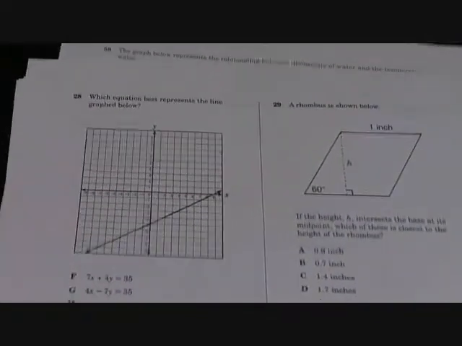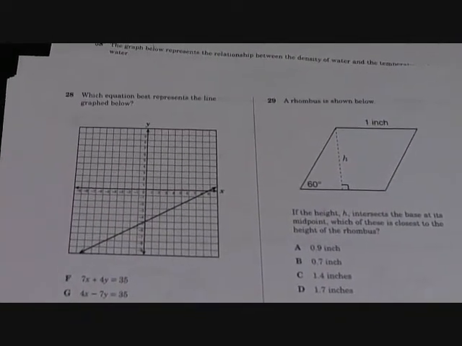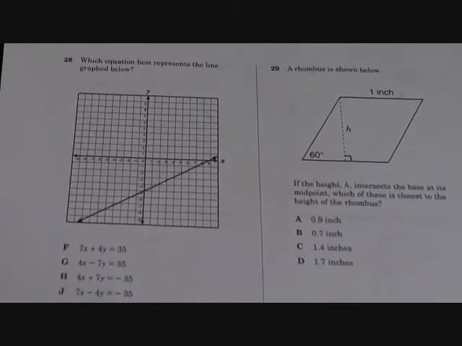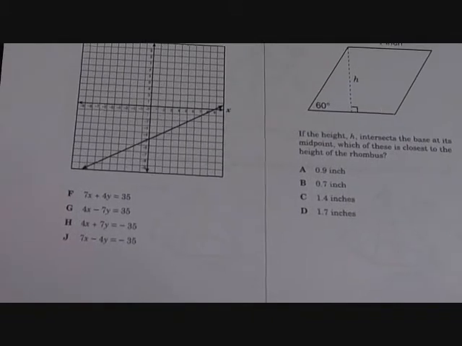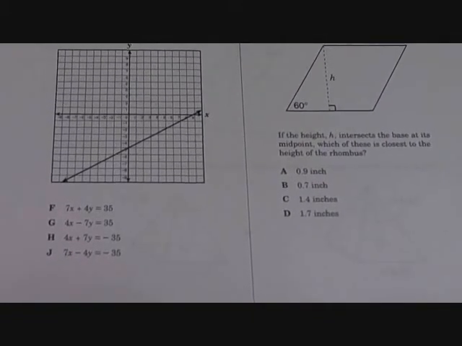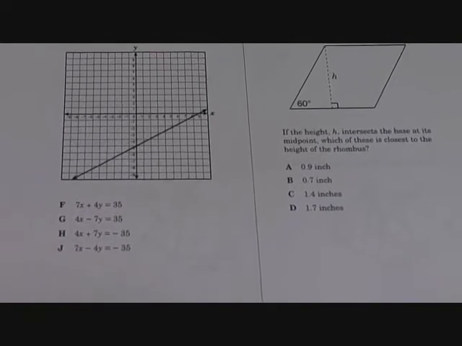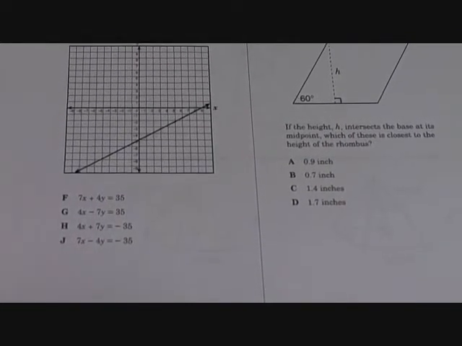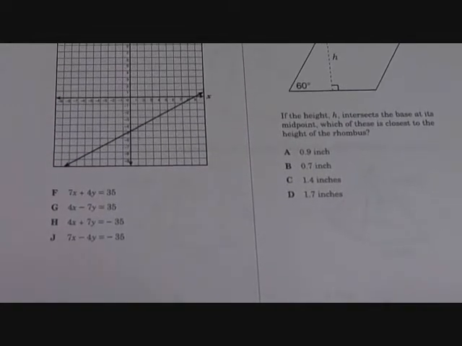28. Which equation best represents the line graph below? Alright, well, you're going to have to do two things. Either one, you want to switch all of them into the y is equal to mx plus b form, which would take forever because you have 4. Or you can cancel out a few right off the bat. Let's try to cancel out a few right off the bat.